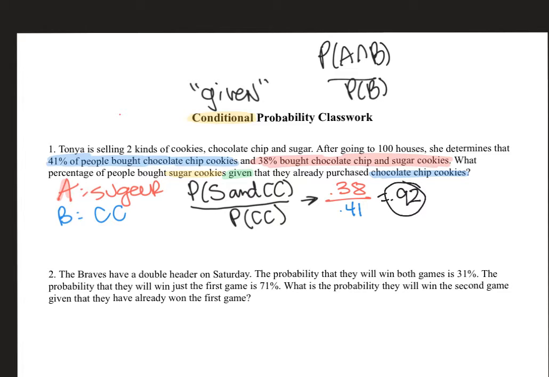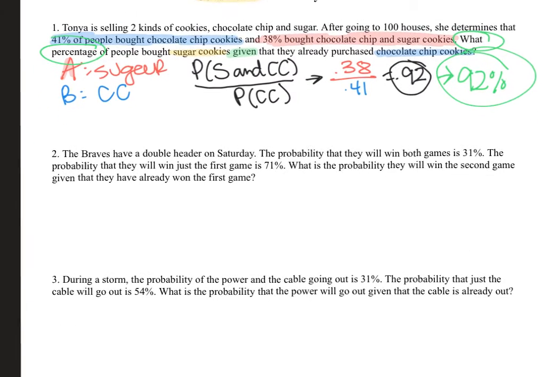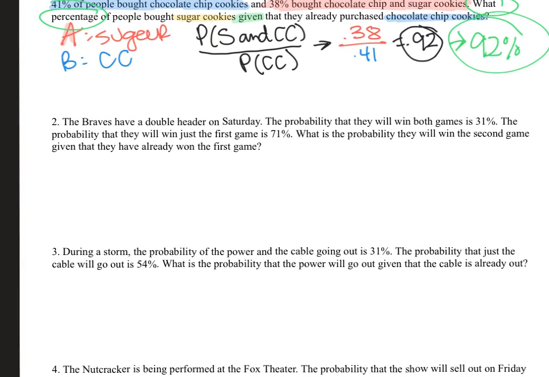Now, my question says what percent. So I'm going to take my probability and change it into a percent. So 92% of people bought sugar cookies given that they already purchased chocolate chip. So that's a little bit of explanation. I'm going to go through the rest just a little bit quicker.